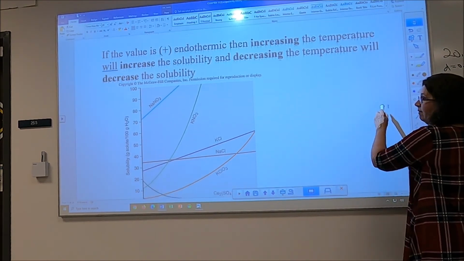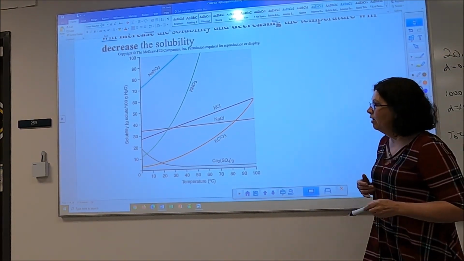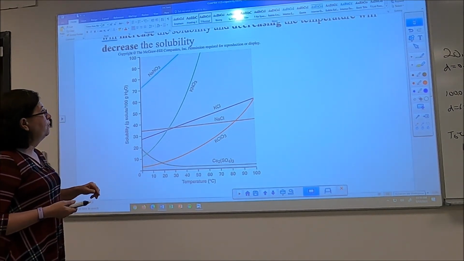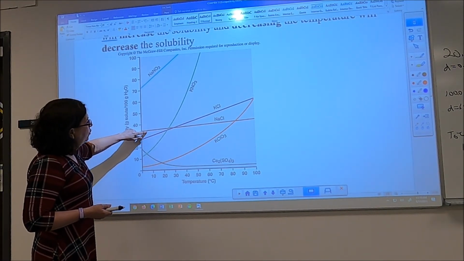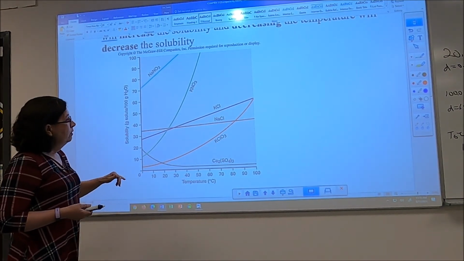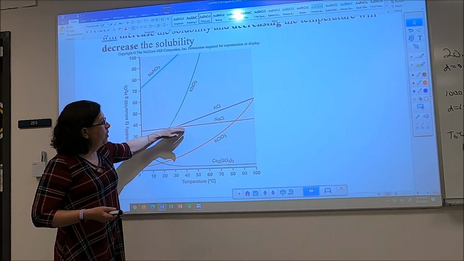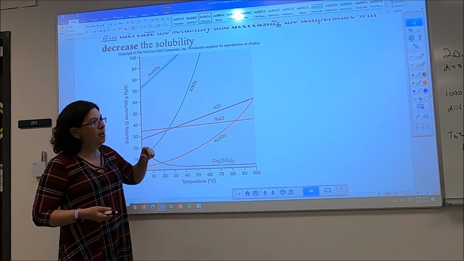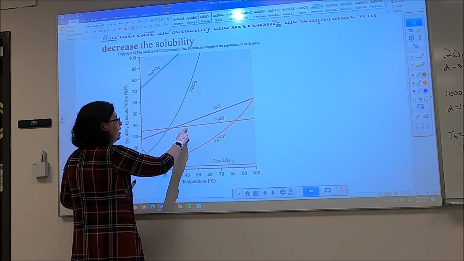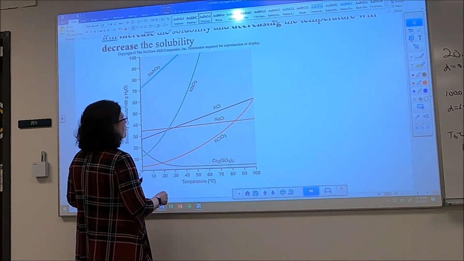So let's look at a pretty graph here. It shows the solubility as a function of temperature for several different salts. Now notice for sodium chloride, the line is almost level. And that's because the process of dissolving sodium chloride in water is endothermic, but just barely. Okay? Goes up a little bit as you increase temperature.